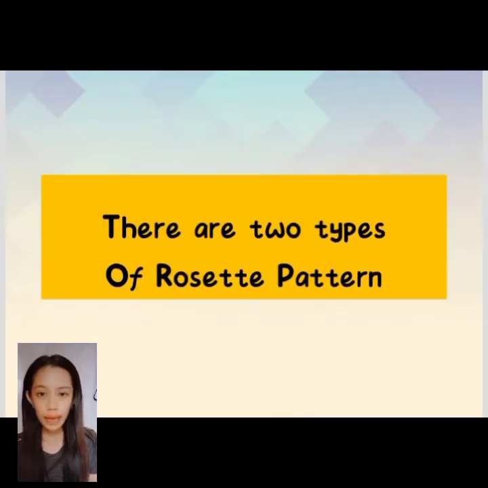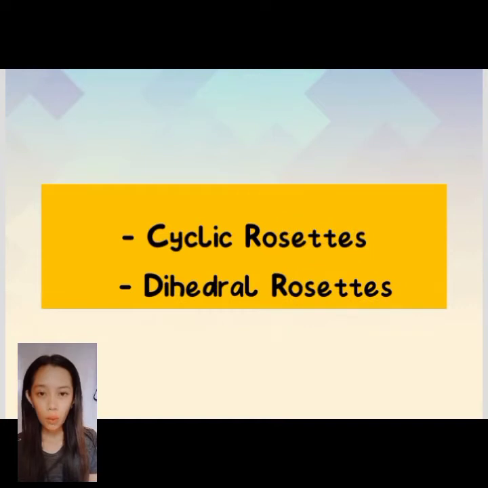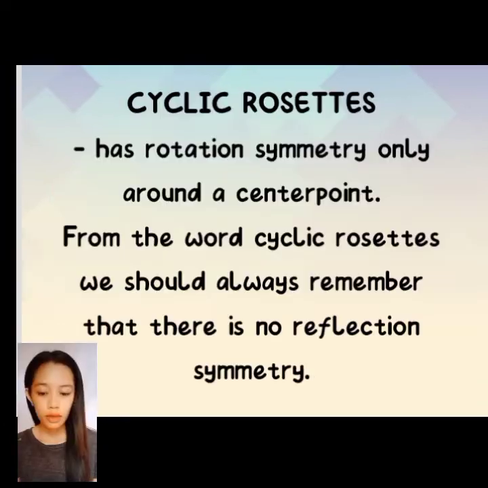There are two types of rosette pattern. One is cyclic rosettes and two is dihedral rosettes. So what is cyclic rosettes? Cyclic rosettes has rotation symmetry only around a center point. So from the word cyclic rosettes, we always remember that there is no reflection symmetry.